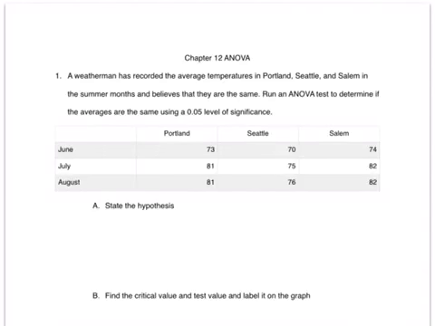Chapter 12, ANOVA Test. A weatherman has recorded the average temperatures in Portland, Seattle, and Salem in the summer months and believes that they are the same. Run an ANOVA test to determine if the averages are the same using a 0.05 level of significance.